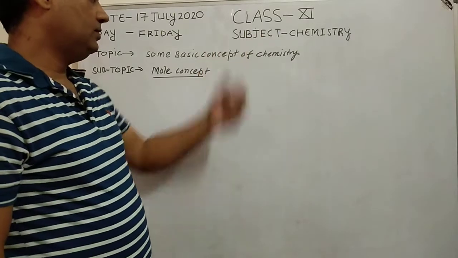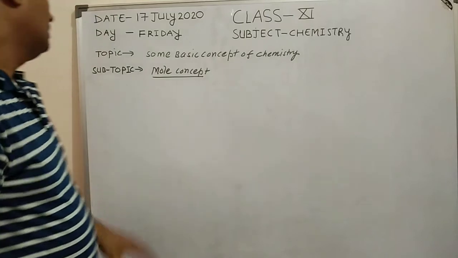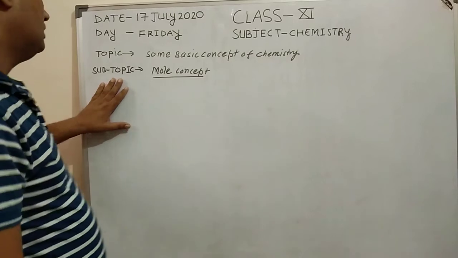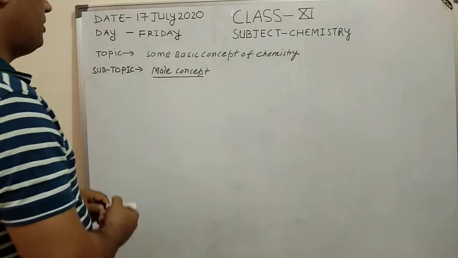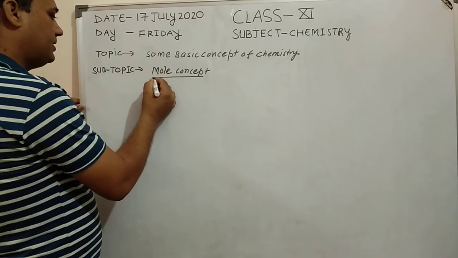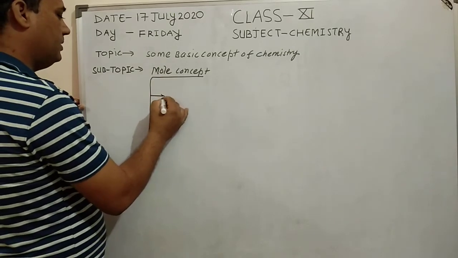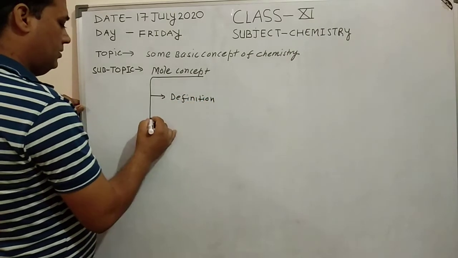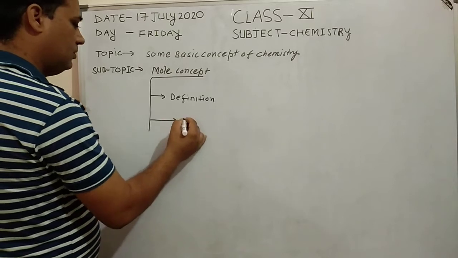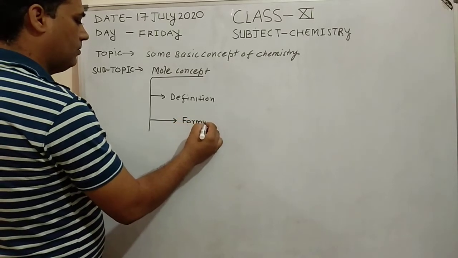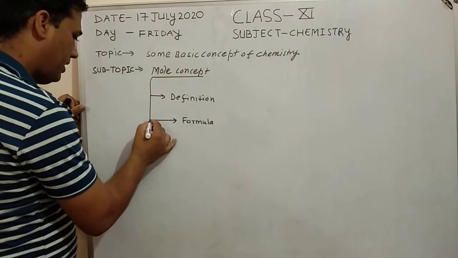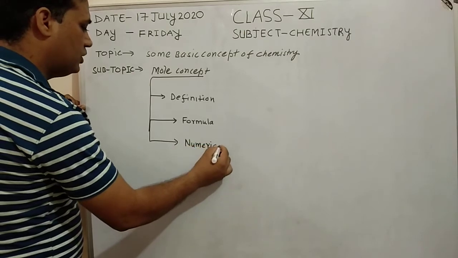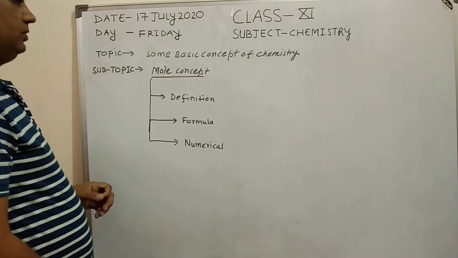Today I am going to discuss chemistry of 11th class. Topic is some basic concept of chemistry and the subtopic is mole concept. For better understanding, we can divide mole concept into three parts. First one is definition, second one is formula related to mole concept, and third one is numerical, that is questions related to mole concept.